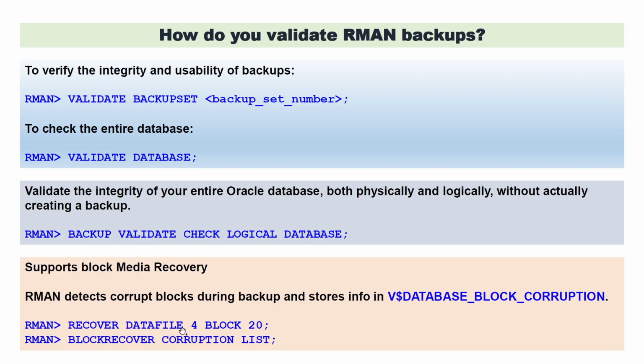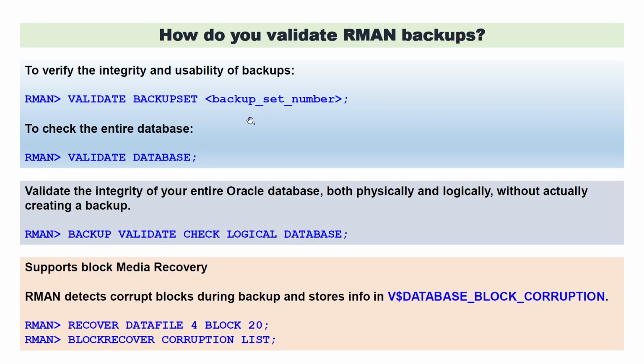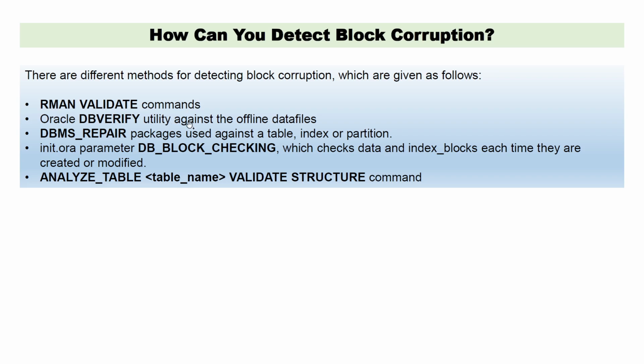You can say recover datafile 4 block 20. So if a particular block is corrupted, you can just recover that particular block. Or if you want to recover all the blocks which are listed in V$DATABASE_BLOCK_CORRUPTION, you can say recover corruption list. What this command will do is read all the corrupted blocks which are present and try to recover those blocks, provided you have a good backup. Now, how do you detect block corruption? There are multiple ways of detecting block corruption: RMAN validate commands, which we have just seen; the Oracle DB Verify utility against the offline data files; and DBMS_REPAIR packages used against a table, index, or partition.